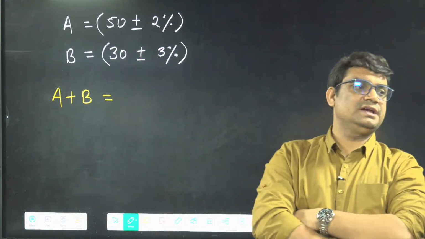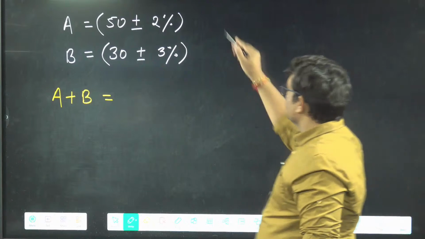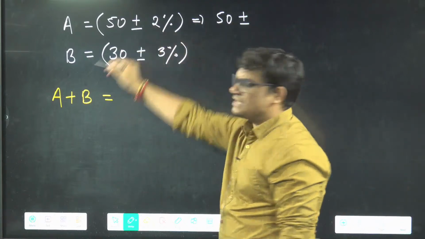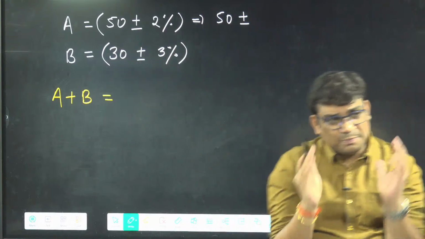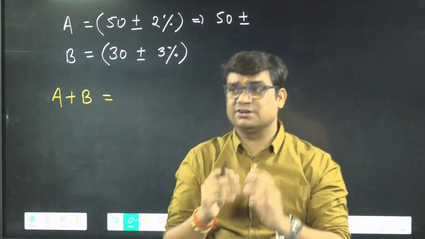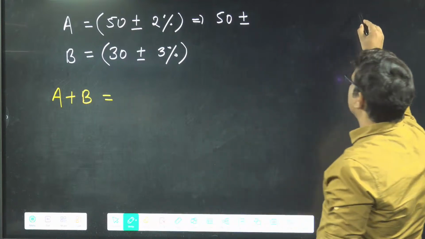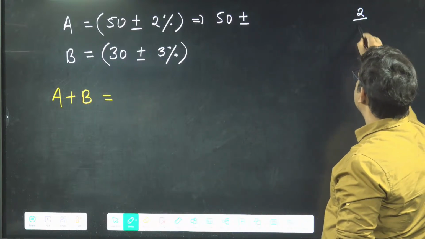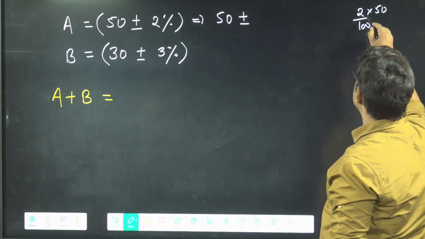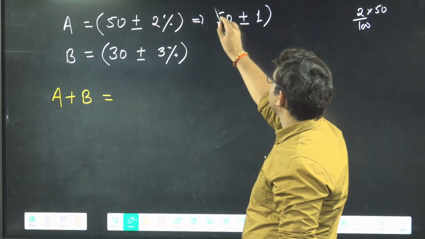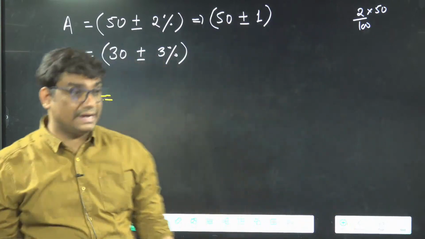So now we can write this one as 50 plus minus 2% of 50. What will be 2% of 50? You can calculate this in rough, okay? 2% of 50, we can write 2 by 100 into 50. So that becomes how much here? 1. So we can say this is the absolute error. You have to find this thing.